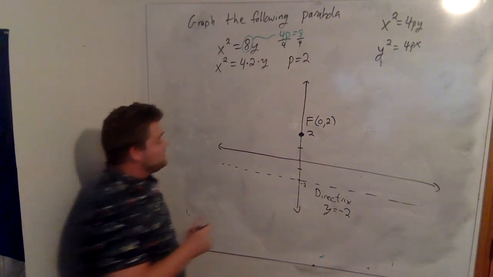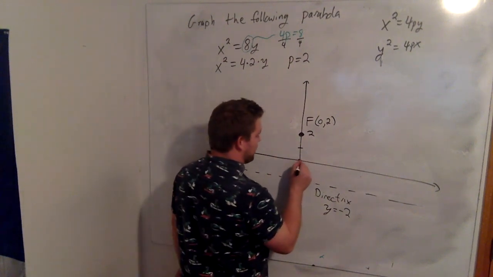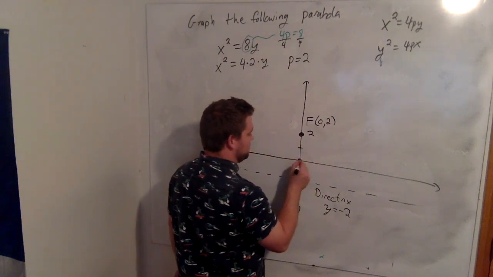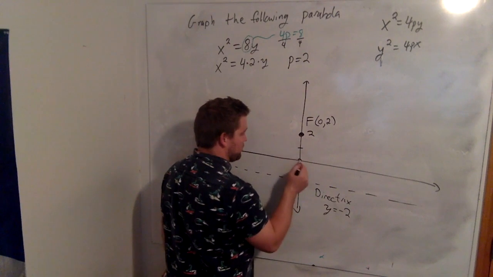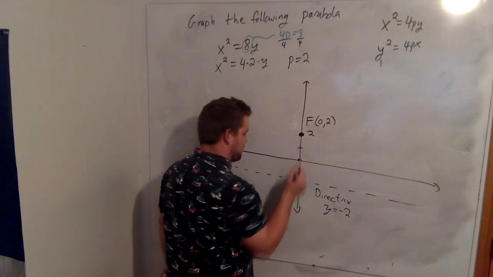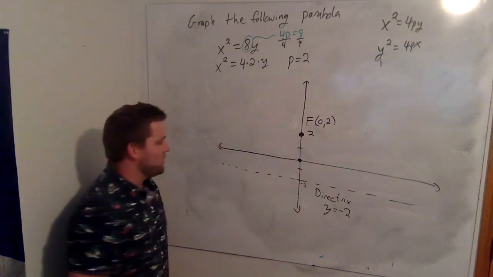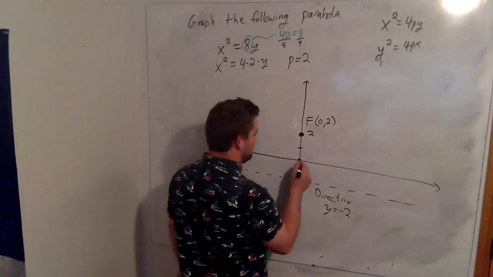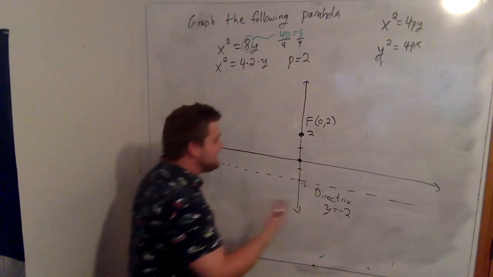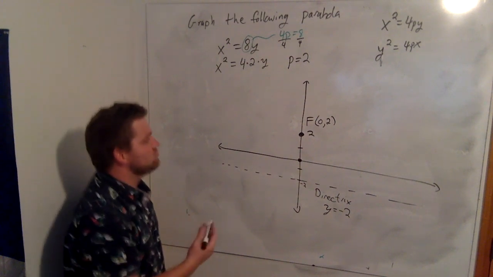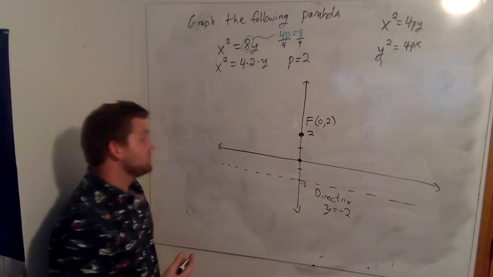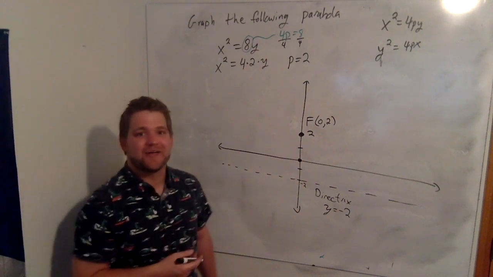Okay, so we know that this point will be on the parabola. This is where the vertex will be, because the distance from the parabola to the focus is 2, and from the parabola to the directrix is 2, so this is a point on the parabola. Okay, now I need 2 extra points to figure out how wide this parabola is. And that's when we're going to want to look at the focal diameter.